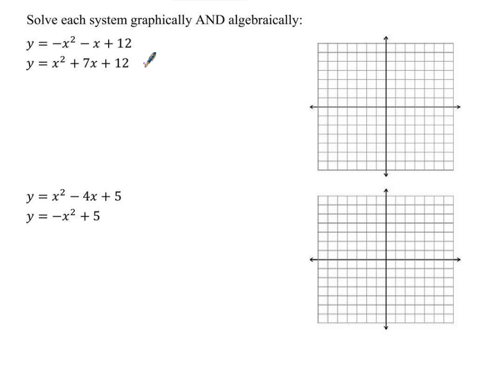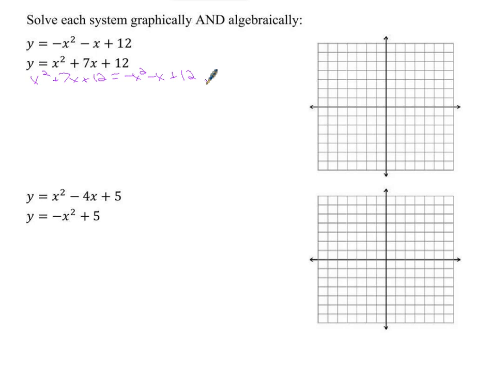So for this one, what should we do? How about we solve this one algebraically first? We did graphing first on the other two. Let's do algebra first on this one. So, what do I do if I'm doing algebra first? Set them equal to each other. I have x squared plus 7x plus 12 equals negative x squared minus x plus 12. Okay, now what?